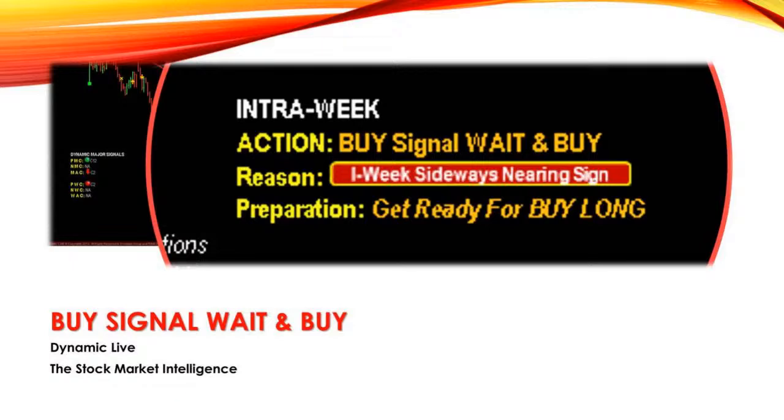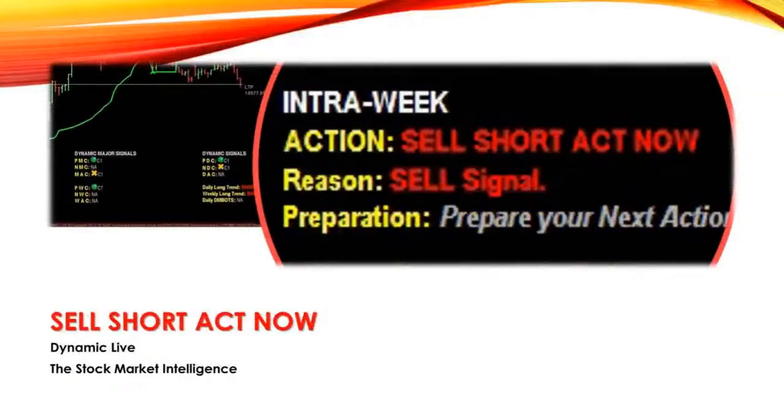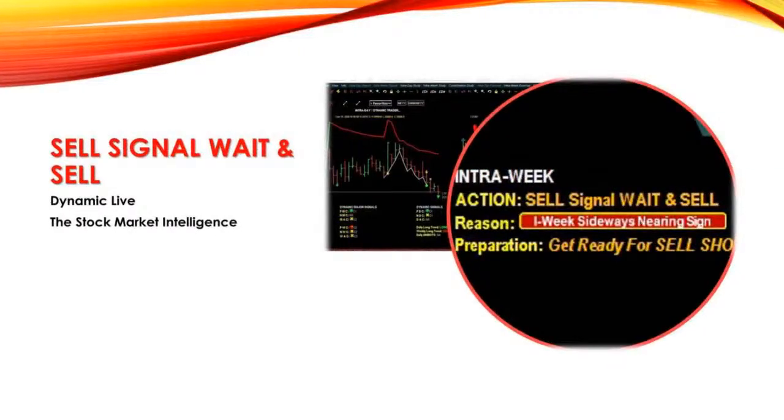Similarly, even in a downtrend, if it feels the price is going to decrease, then it will be written here as sell short, act now. It means a sell signal has come, take a short position, act now, sell it immediately. But many times when the price is decreasing, and it is not a good point to sell, it will be written here as sell signal, wait and sell. So when to enter, when not to enter, all this information, you will be able to understand just by reading this action information.